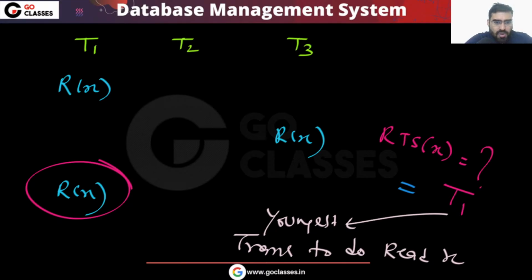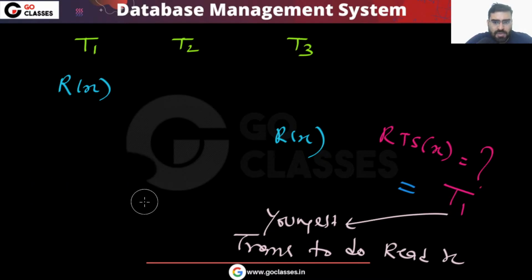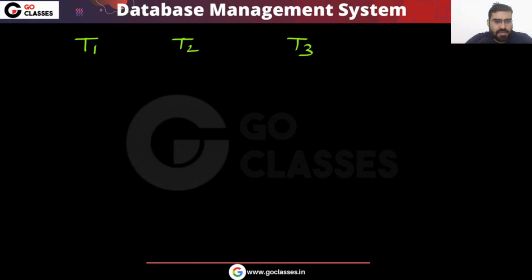Very simple. Tell me the answer for this question. If this does not happen, what will the answer be now? The answer will still be T1, because T1 is the youngest to do the read operation. I hope this point is clear. Very simple point.